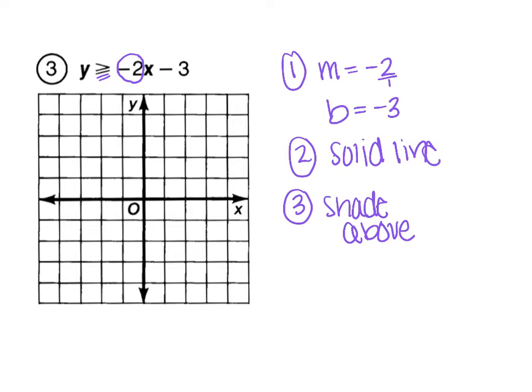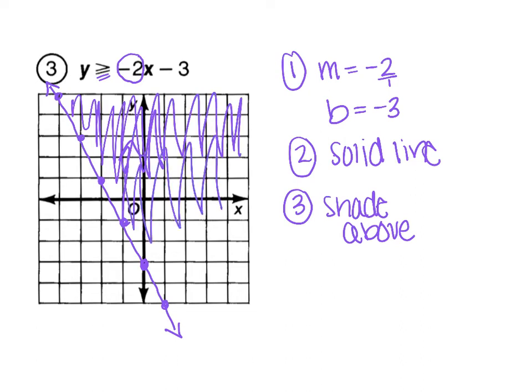So I start at -3. My slope is down 2 and to the right 1, or up 2 and back 1. I want to make sure I look at that it looks like it's going downhill. I'm going to connect it with a solid line and put arrows at the ends. Then I need to shade above that line. So if I put my pencil on the line and go up, above the line is up here. So I'm going to shade that half of the graph.